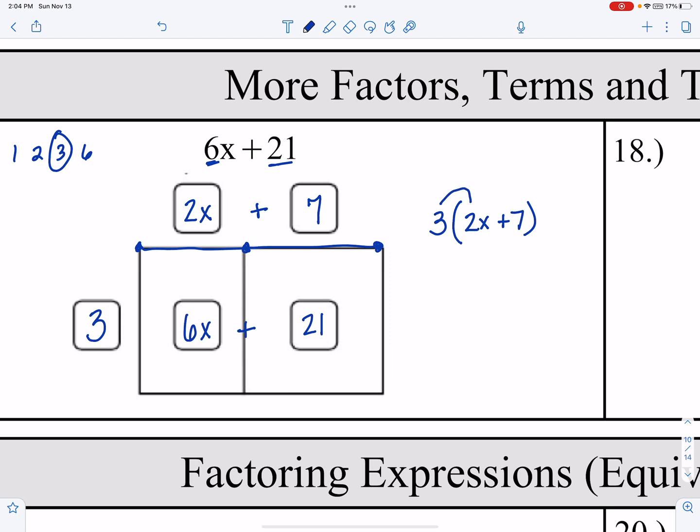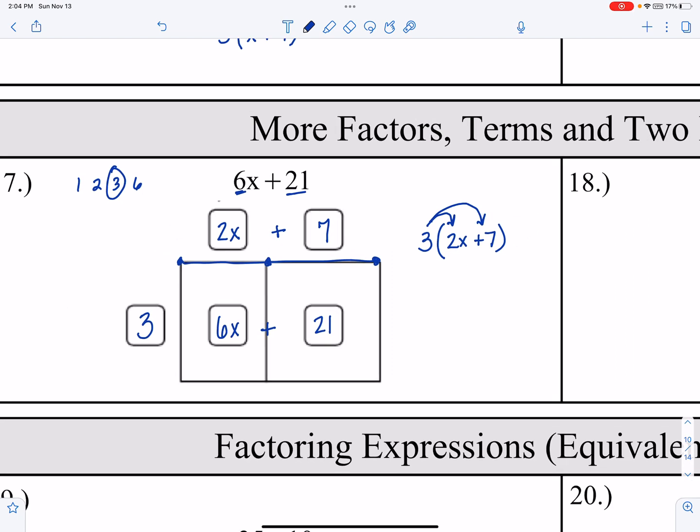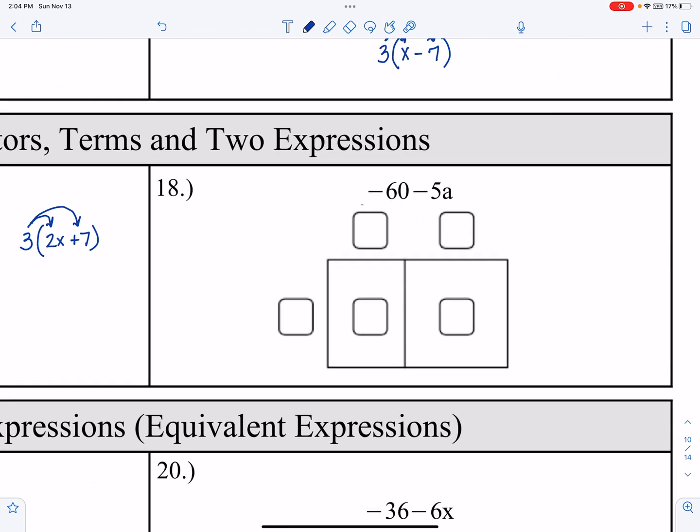And then just to double check, I like to just show the distribution, and I get 3 times 2x is 6x plus 21, and that matches, so we're good, okay? All right, on to number 18.